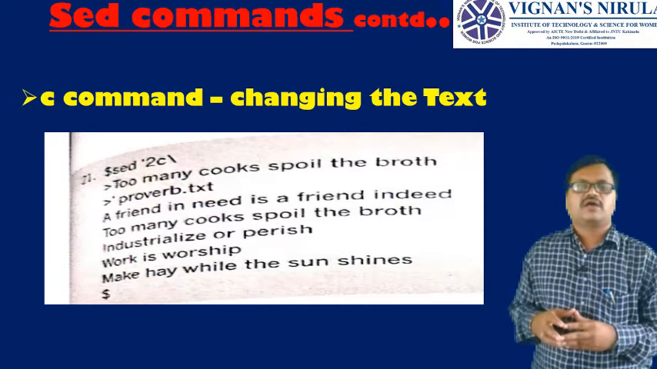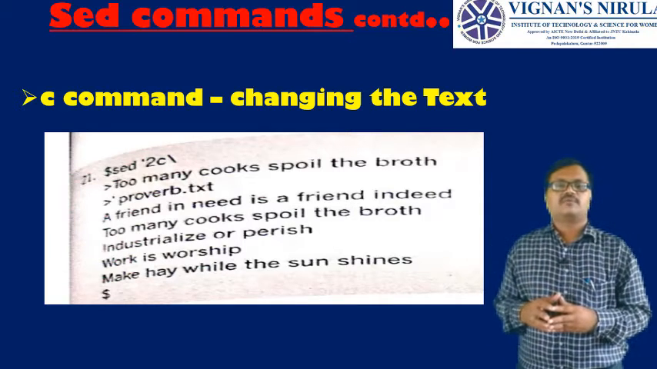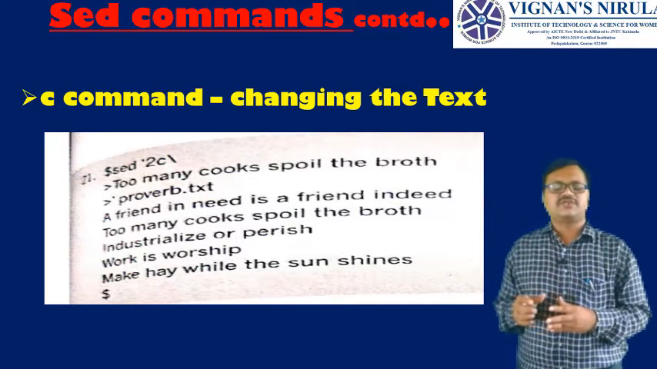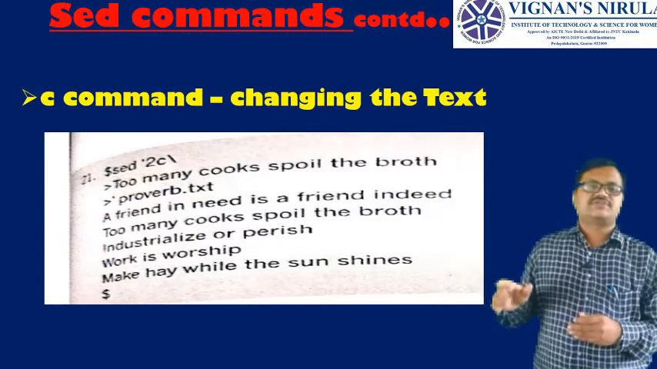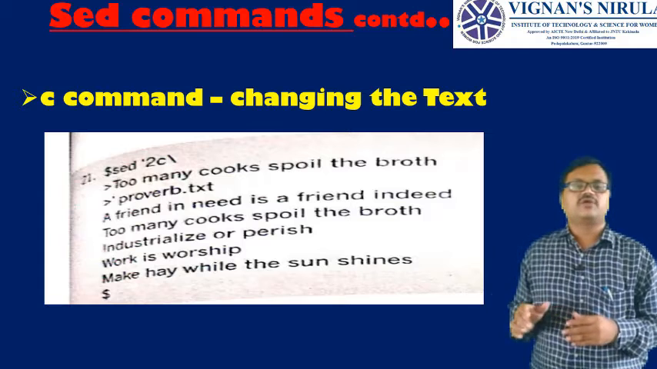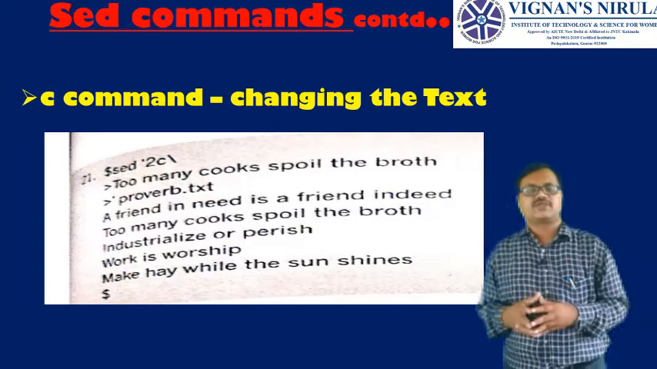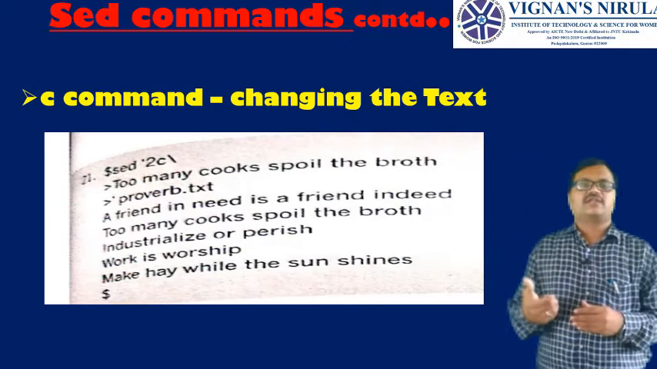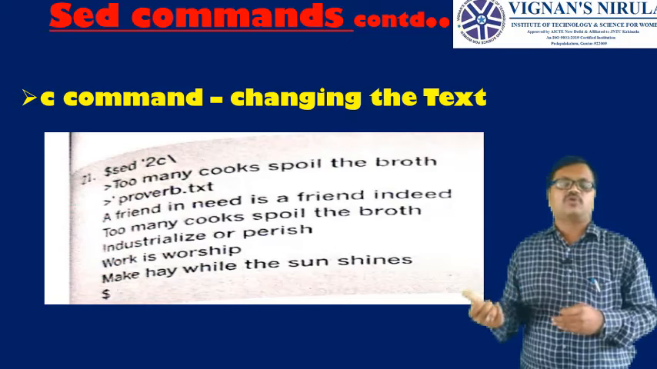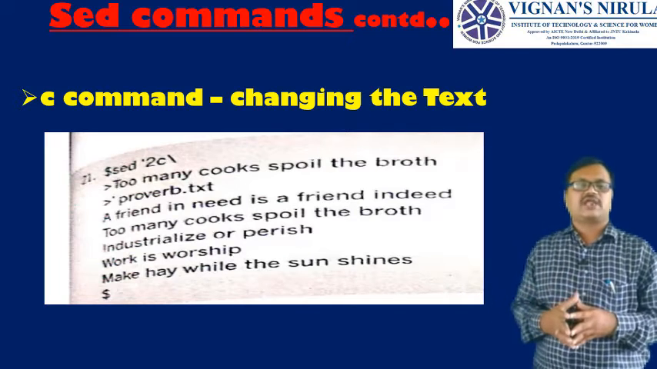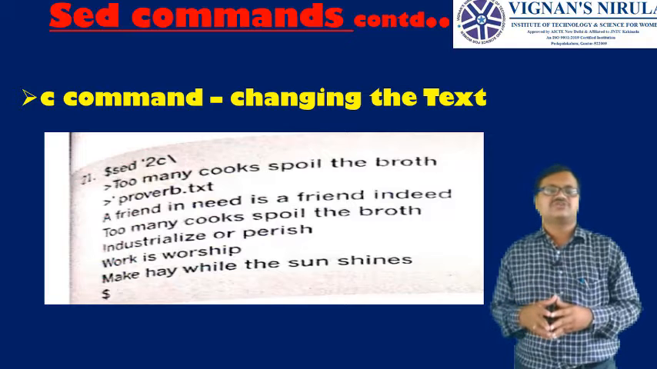For example, sed space hyphen e space 1c, that means change one line. So: too many cooks spoil the broth, space probe.txt. What happens is the first line, that is a friend entity, is replaced by too many cooks spoil the broth. That line gets replaced by this line. So this is nothing but the C command, that is changing the line.